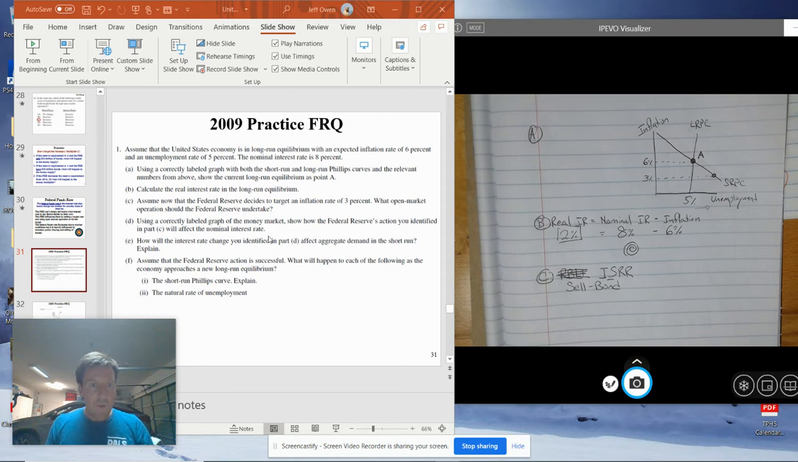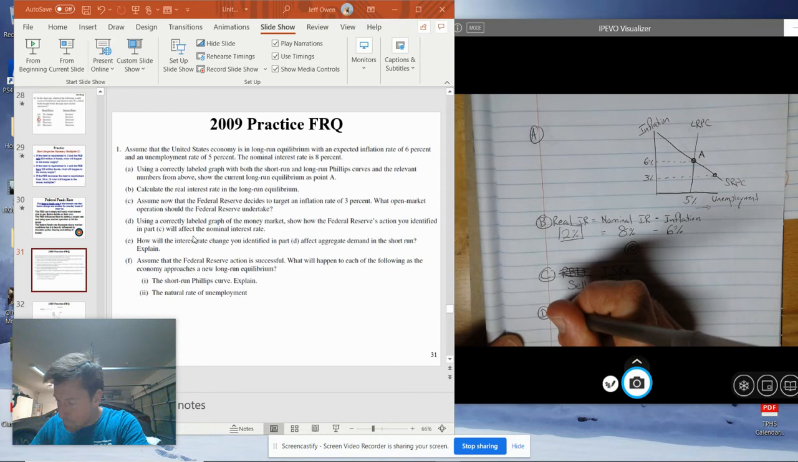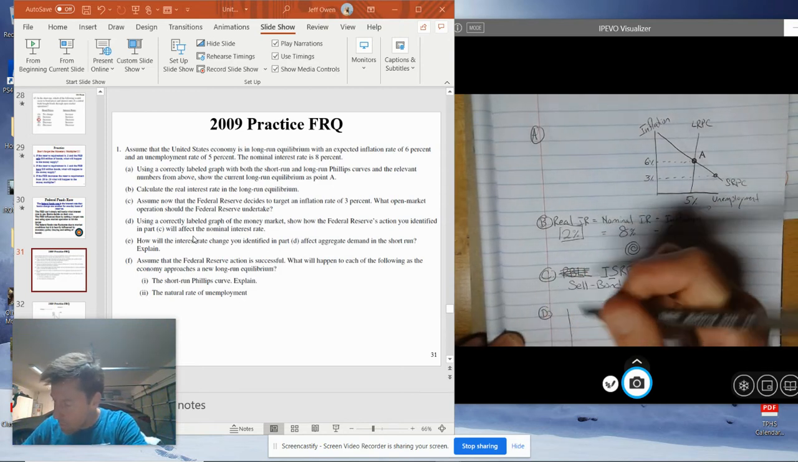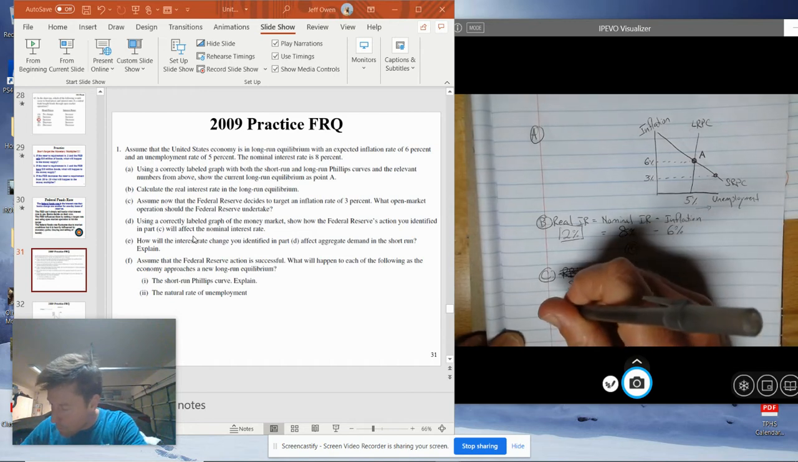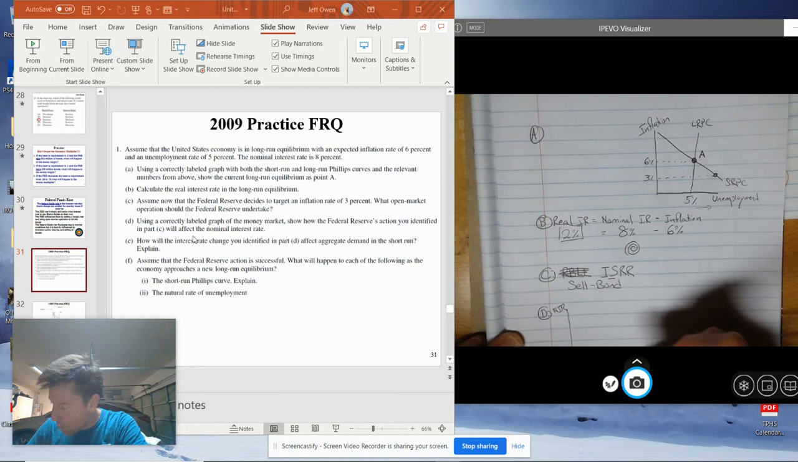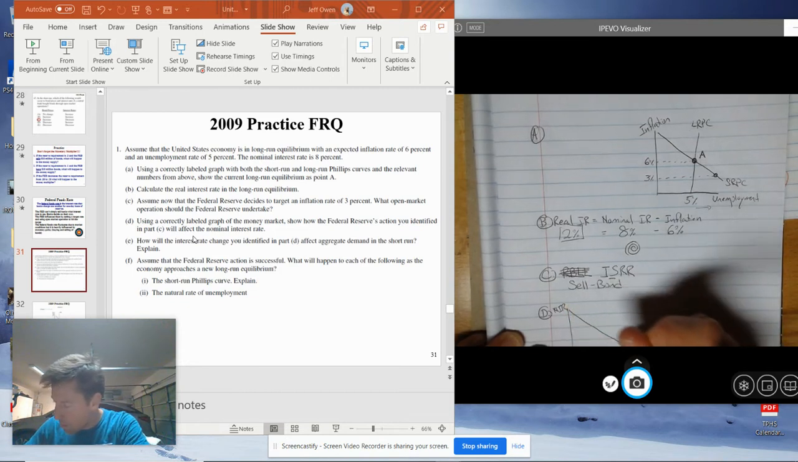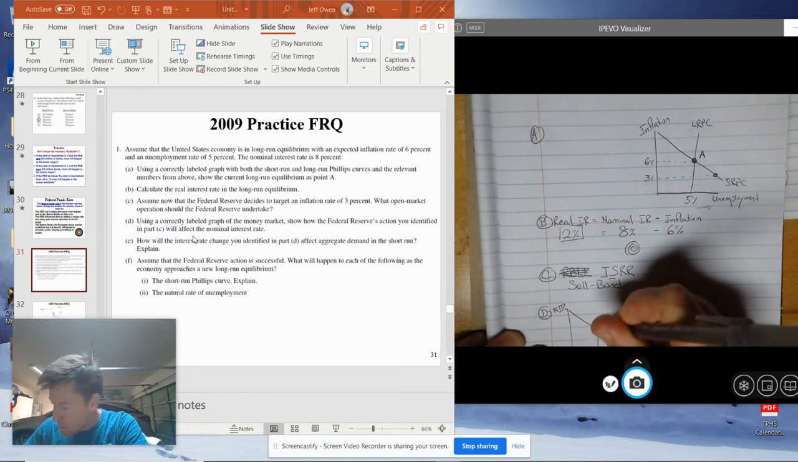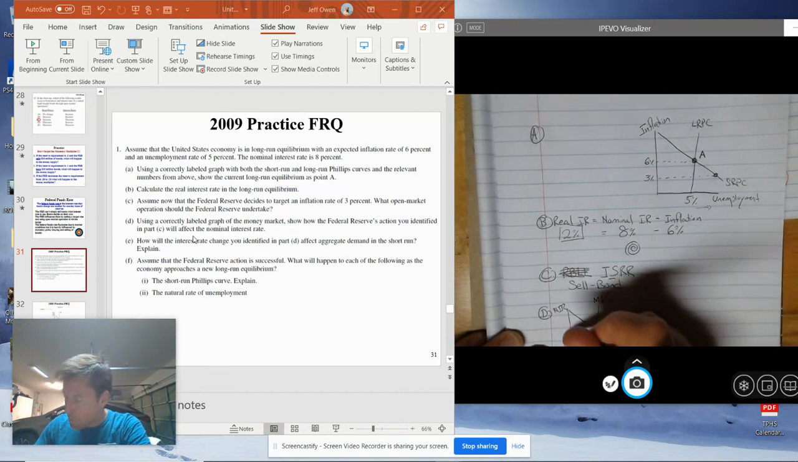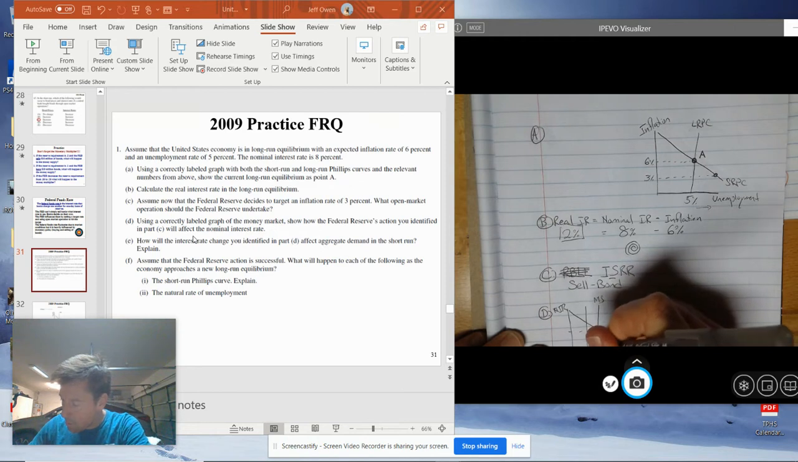D. Using a correctly labeled graph of the money market, show how the Federal Reserve's action you identified in Part C will affect the nominal interest rate. So our money market graph has our nominal interest rate here, and our quantity of money here, money demand, and money supply. We're selling bonds, we're making the money supply smaller.